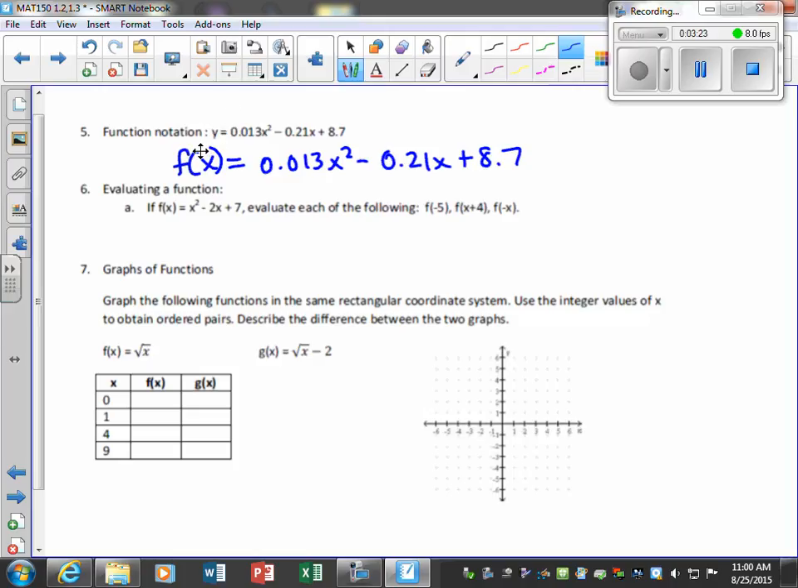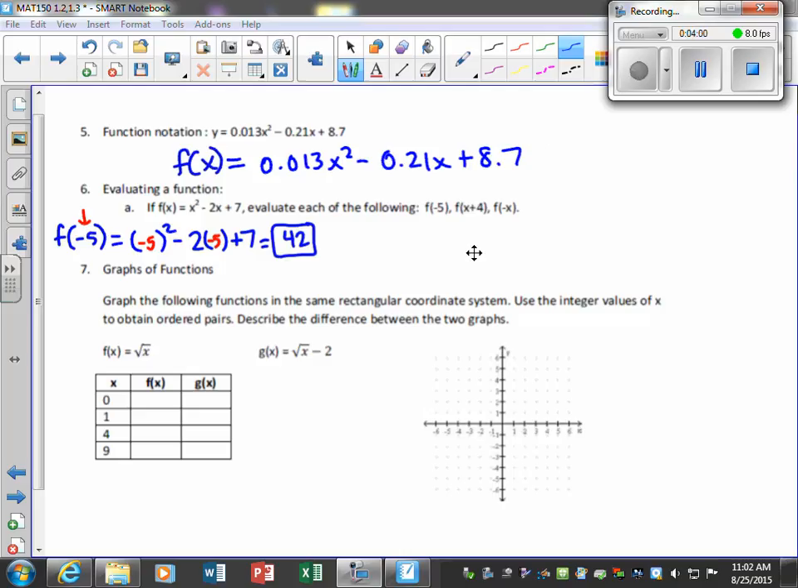So I want you to become comfortable with rewriting equations of y equal format in function notation. And then in 6, you're going to evaluate a function. So if I give you f of x equals x squared minus 2x plus 7 and ask you to evaluate it at each of these values, then what would you get? So we're going to pause it and take a minute to do that. When you write this everywhere that there's an x, you want to put a parenthesis, and then we're evaluating when x is -5, so let's put -5 in there. And then you're going to evaluate this, and you will get, okay, and we get 42 there.